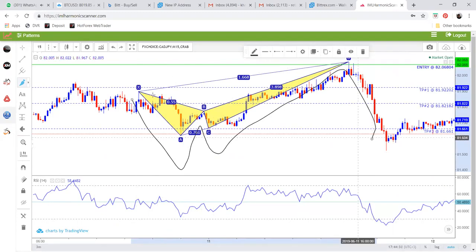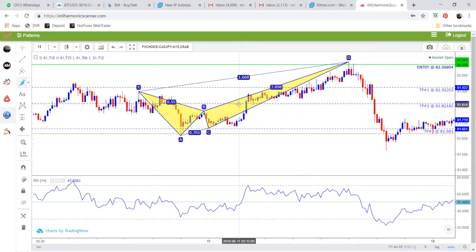So, once you guys got that, this is an easy way to know: am I looking for buys or sells on a particular chart in the harmonic scanner. So I got that covered. Perfect. Now let's go.